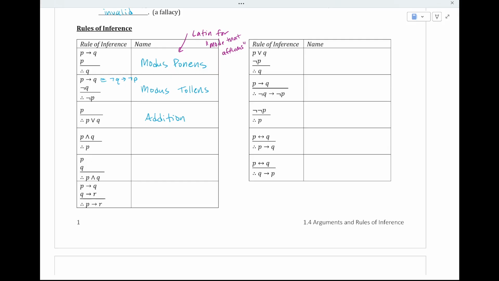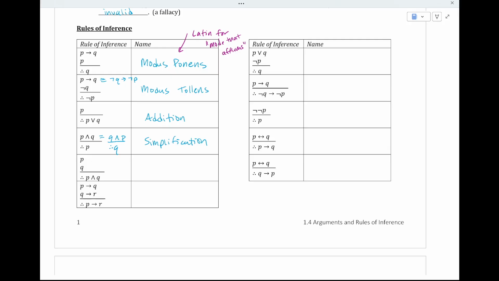Next up, P and Q, therefore P. This one is called simplification. P and Q requires that both P is true and Q is true. So if you know P and Q is true, then you know that P is true. You also actually know that Q is true. So that's another version of this simplification, is that Q can also be true because this and is commutative. So this is the same as Q and P, and then you would have, therefore, Q. Put that one over here.